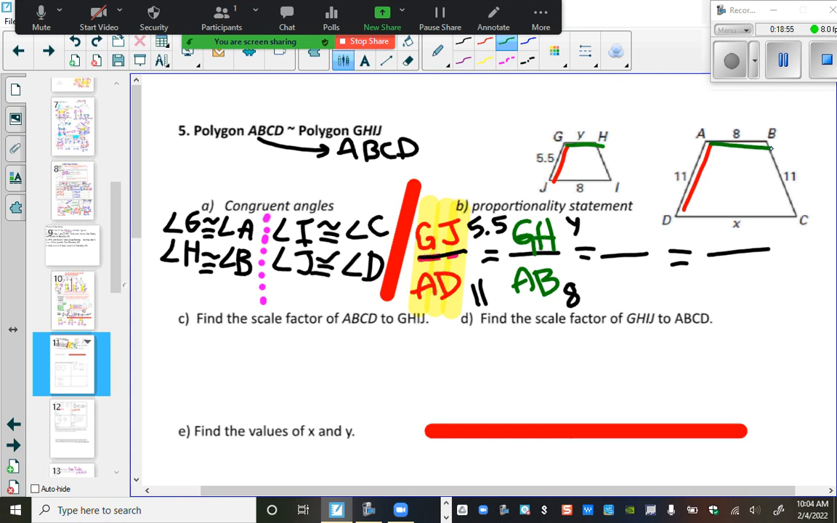What's another side we have? Pick another side from this trapezoid. JI. Okay, we can do JI. What side matches with JI? DC, that's right. So you said JI was 8. JI is 8, DC is X.